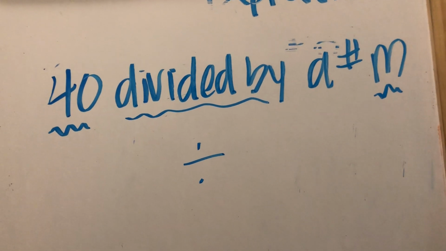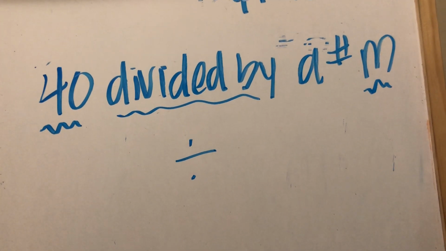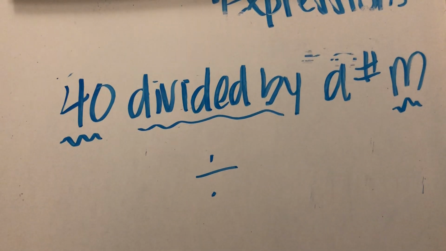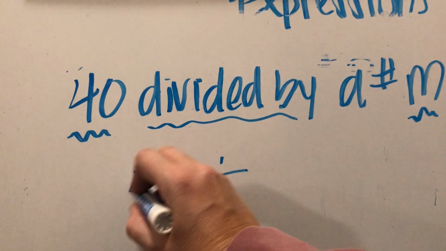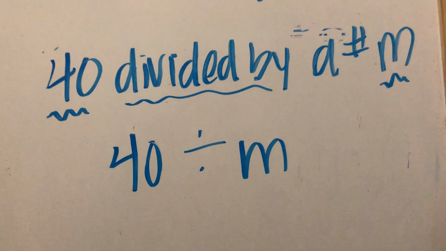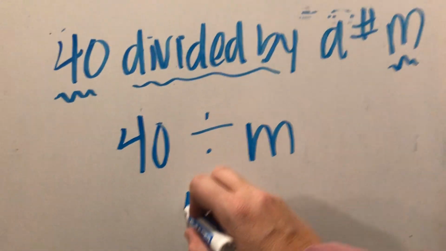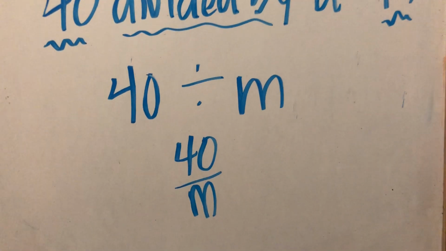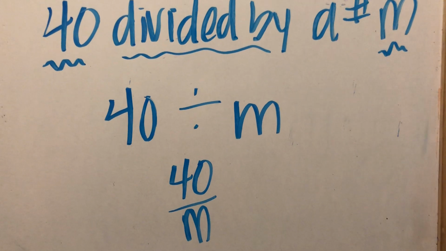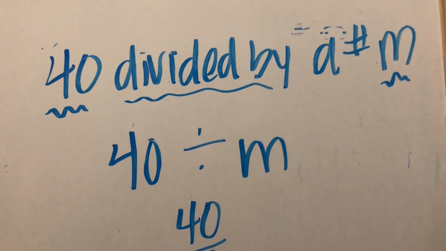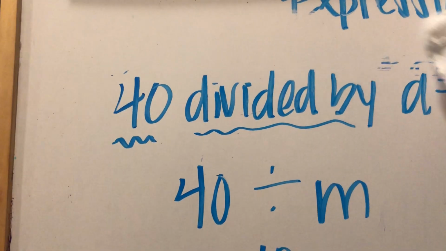Now, here we really have to think logically. It says 40 divided by a number m. So in this case, it's 40 divided by m. We could write it that way. We could also write it as 40 over m. Both of those would work for your answer, but make sure that you're staying in that same order. 40 divided by a number m.